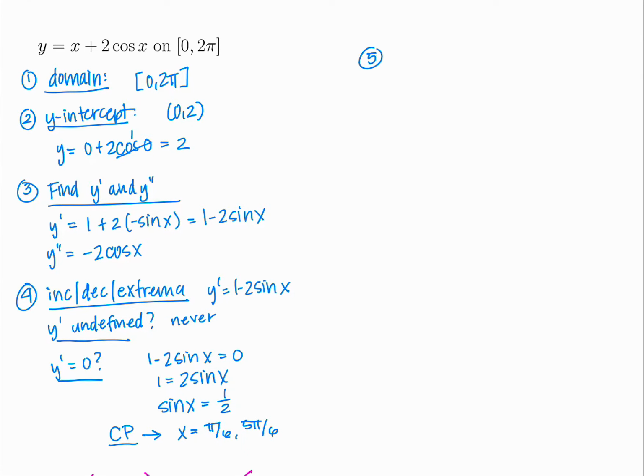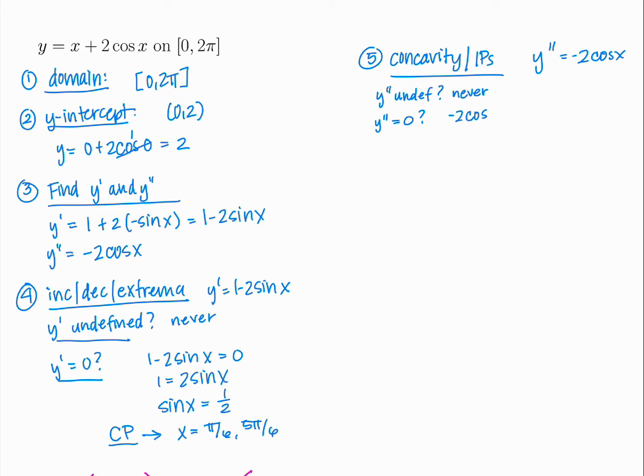My next step is going to be the concavity and the inflection points. So remember, to do the concavity and the inflection points, I need my second derivative. So y double prime was negative 2 cosine x. All right, and I want to see where this y double prime is undefined. And it's never undefined because that cosine function is one of our nice functions. And where does y double prime equal 0? Well, this is when negative 2 cosine x is 0. So this is when the cosine function is 0. And when does that happen?